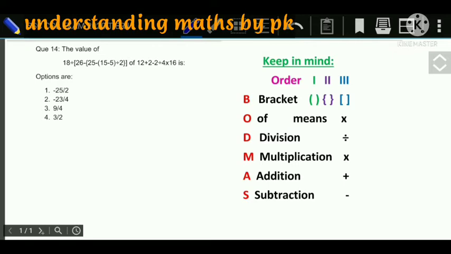So we will divide this question also in parts. The red marked portion is the portion of brackets. So we will take out that portion separately.